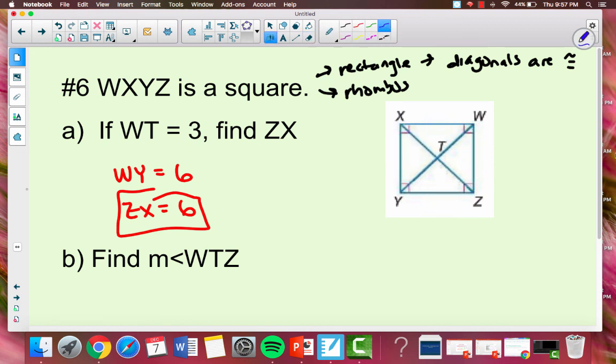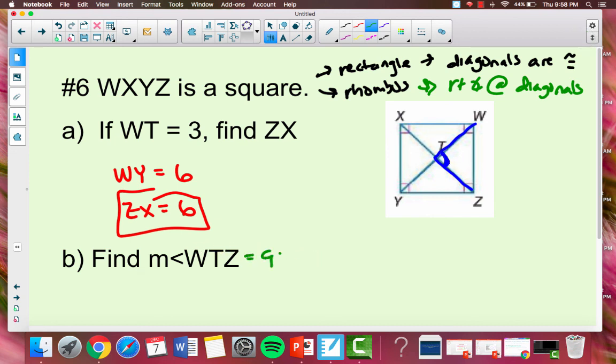And then the last one, find the measure of angle WTZ. Remember, follow our letters, W to T to Z. This right here is what they're looking for. And remember, where the diagonals meet, when we talk about a rhombus, it is made up of a right angle at the diagonals. Because a square is a rhombus, we automatically know that this has to be 90 degrees. So you'd say the measure of angle WTZ is 90.